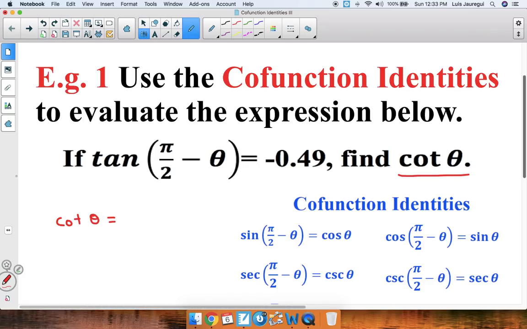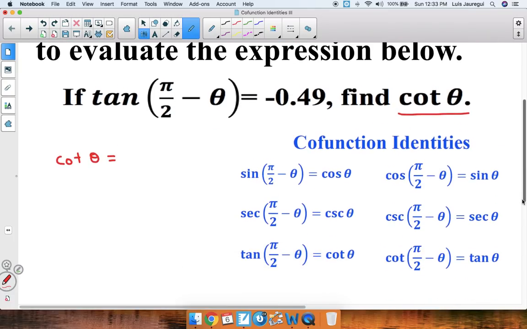Once you have identified what you want to find, let's determine which identity is relevant to our case. Looking at the 6 different cofunction identities, one can determine that the relevant one for our case happens to be this one, because we have cotangent of theta. So let's go ahead and write that down. Cotangent of theta is equal to tangent of pi over 2 minus theta.